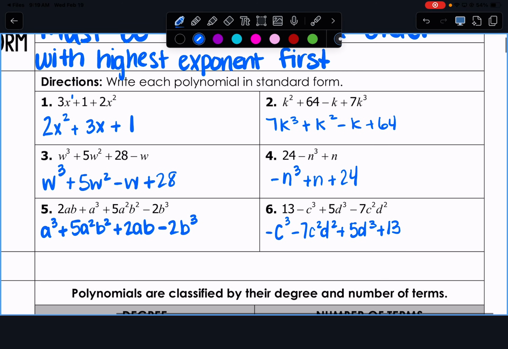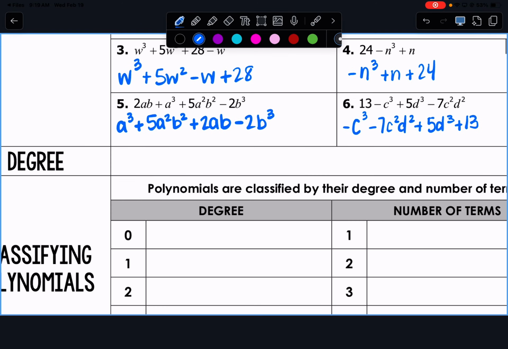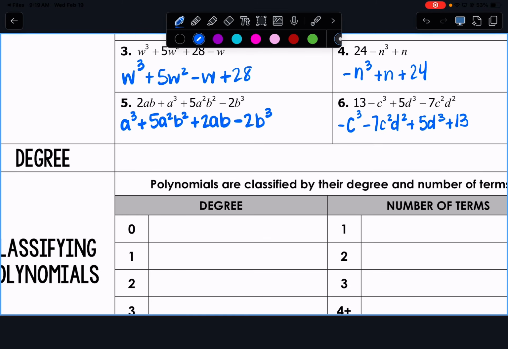All right. So what we are going to do now is we're going to actually talk about how to classify the different polynomials that we can have. To do that, one of the things we're going to look at is the degree. So the degree is a fancy way of saying what is the highest exponent.